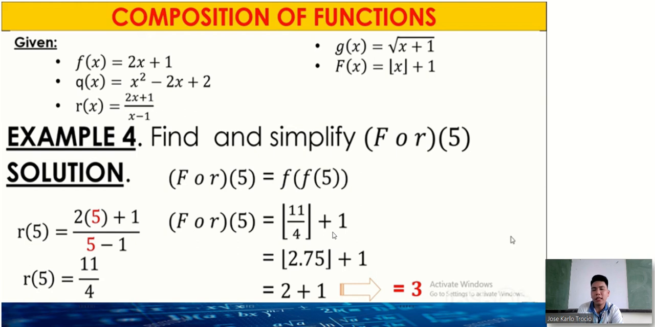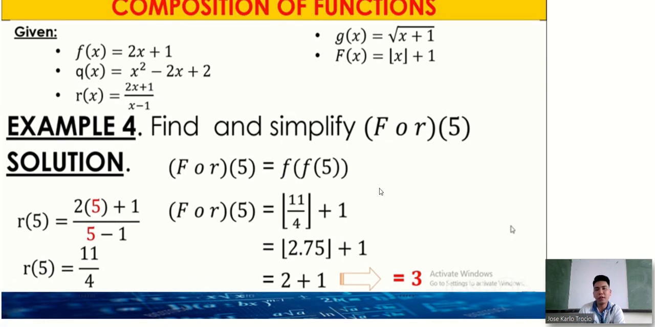Or you can do the LCD. The LCD for this is 4. So 4 divided by 4, that is 1, times 11. That is 11 over 4, still the same. So this will be the final answer, 3.75. That is the final answer.